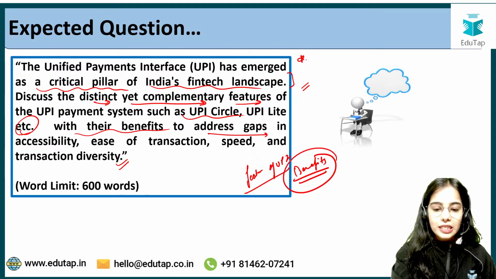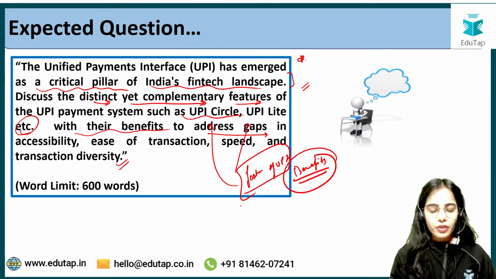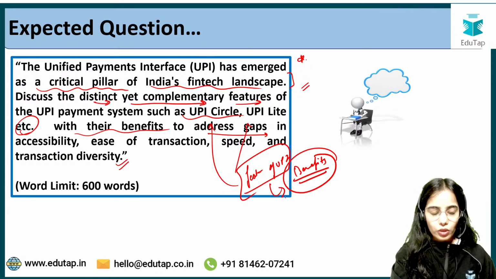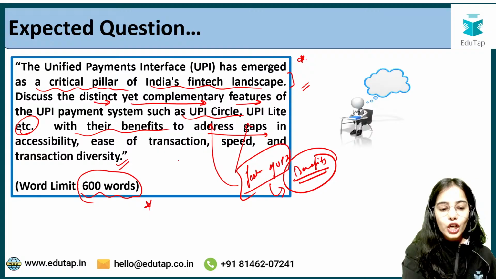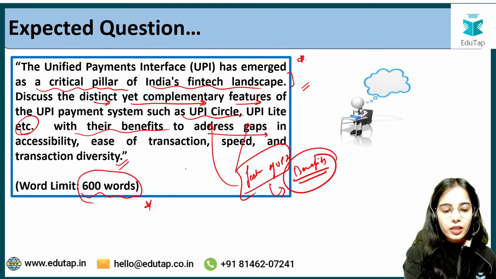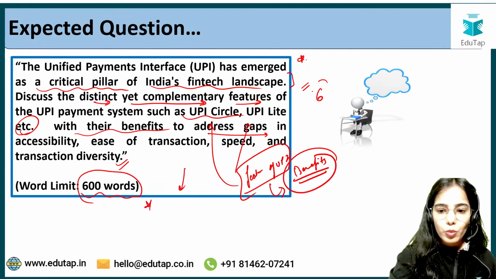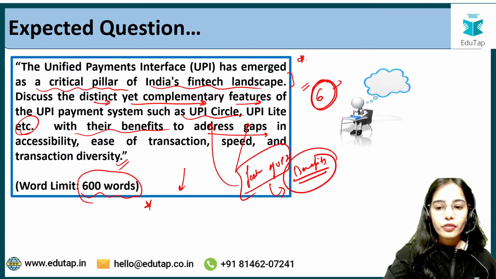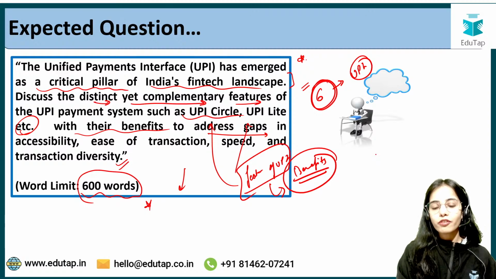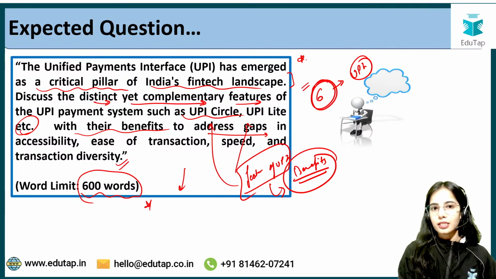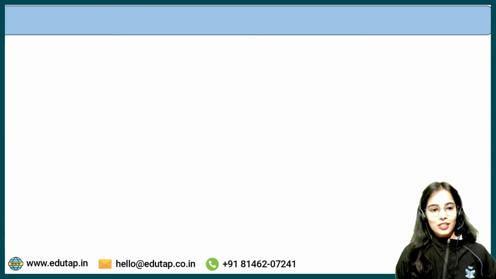We will discuss all these features, various different features, with the benefits also. This question has the word limit of 600 words, that is, the question is of 15 marks. So here we are going to discuss the 6 very important features of the UPI, so that you have enough relevant material to write the answer in 600 words. Okay, so let's start.